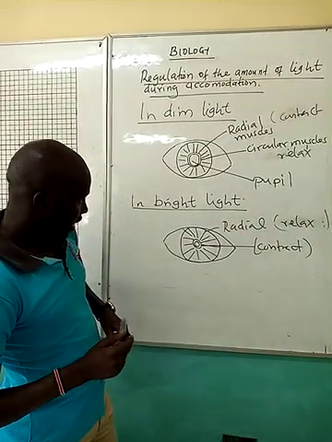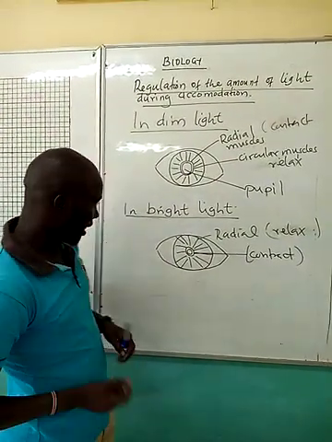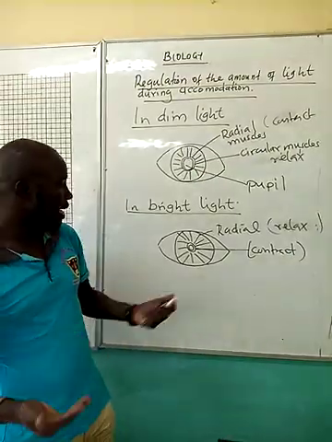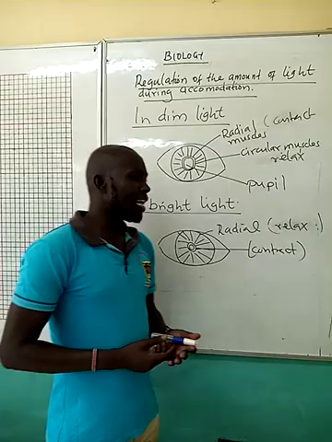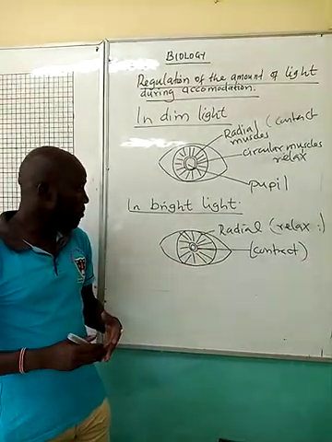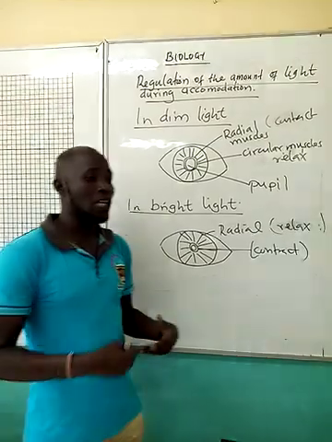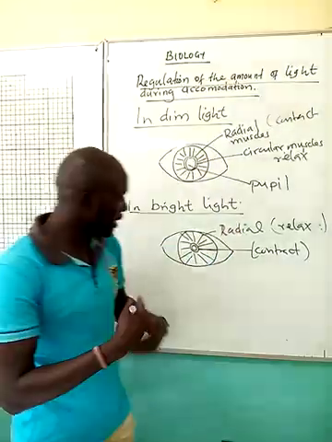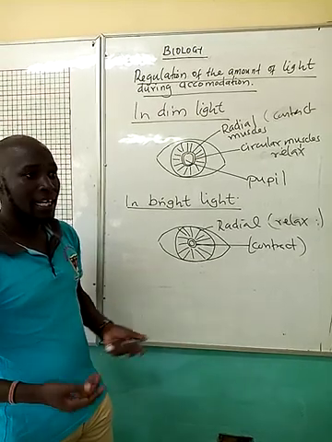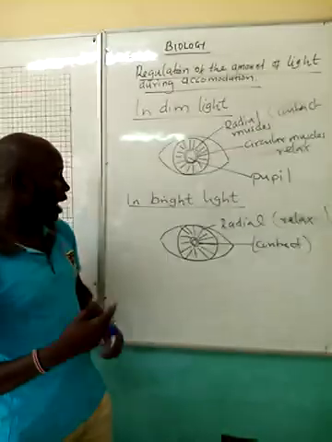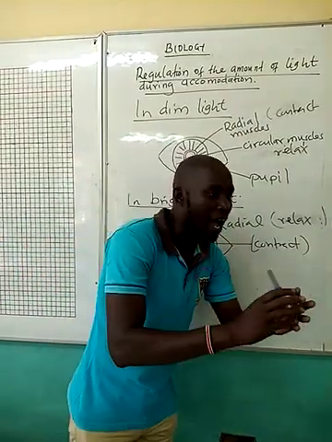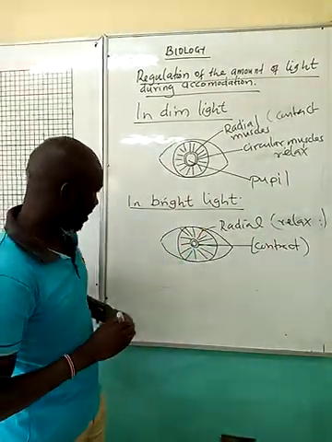In a bright light, on the other hand, the opposite takes place. So for example, when you are in a dark room, then all of a sudden light is shown, you will tend to close your eyes first before you gradually open them. I hope at least we have experienced this during a blackout. Then all of a sudden power comes in, and you realize that you first of all close your eyes before you open them.